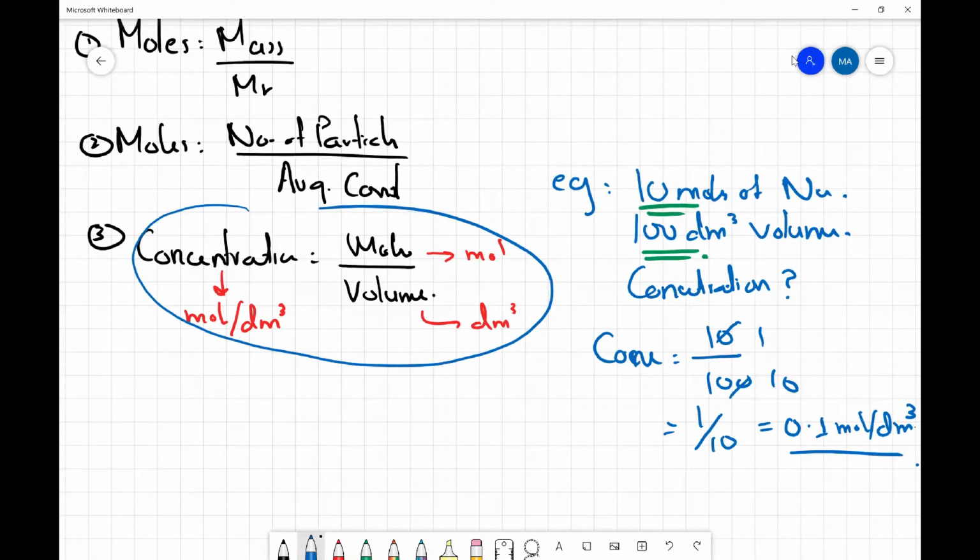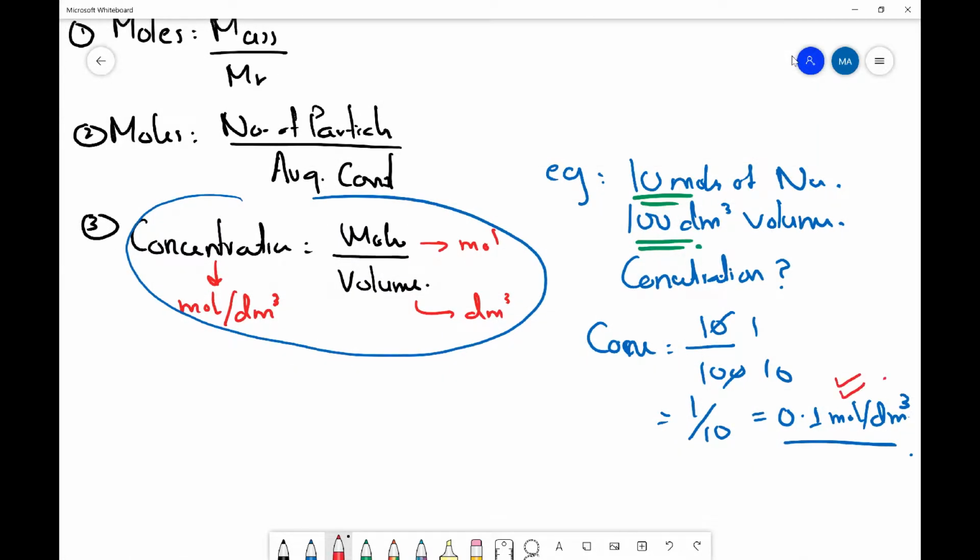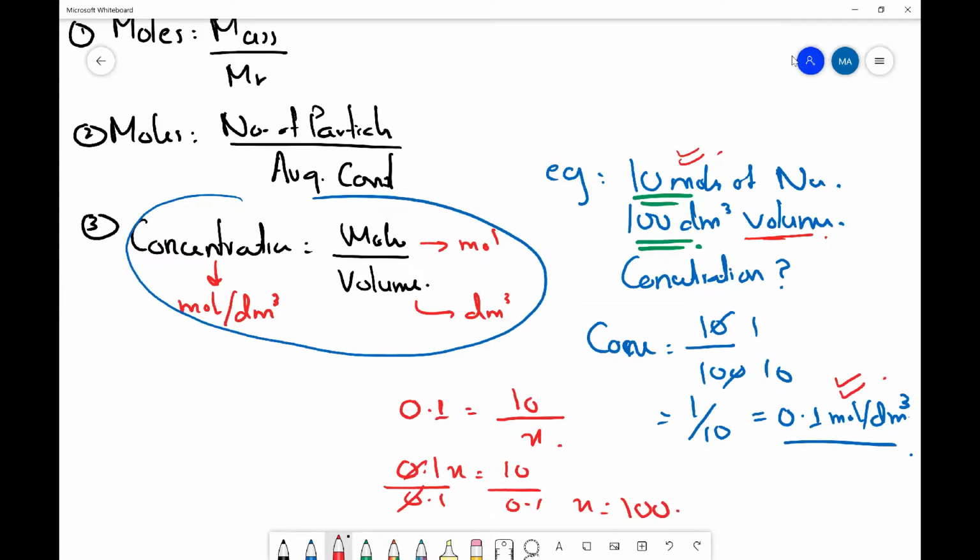This is how you use this formula. Now, assuming that you already knew the concentration and you already knew the moles as well, and you had to figure out the volume. In that case, you can again use this formula. Concentration was known, okay, 0.1. Moles were 10. Volume was unknown. Simple calculation, 0.1 times x is equal to 10. 0.1 divided on both sides. x is equal to 10 over 0.1. 10 over 0.1 is 100. You can even use a calculator for that. And because we are finding volume, the unit will be dm cube.